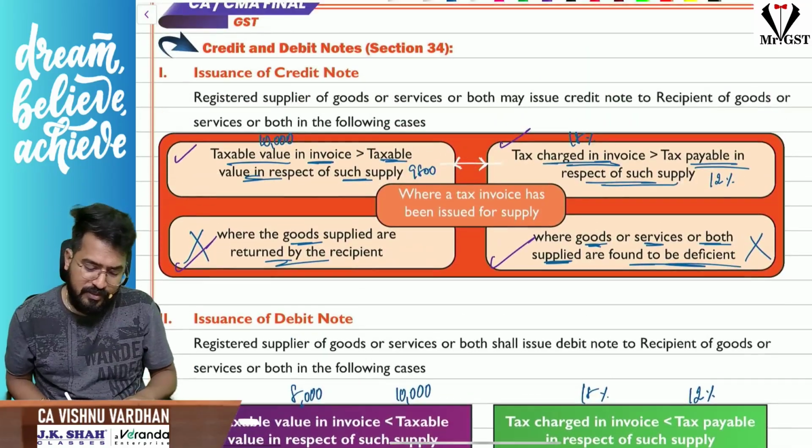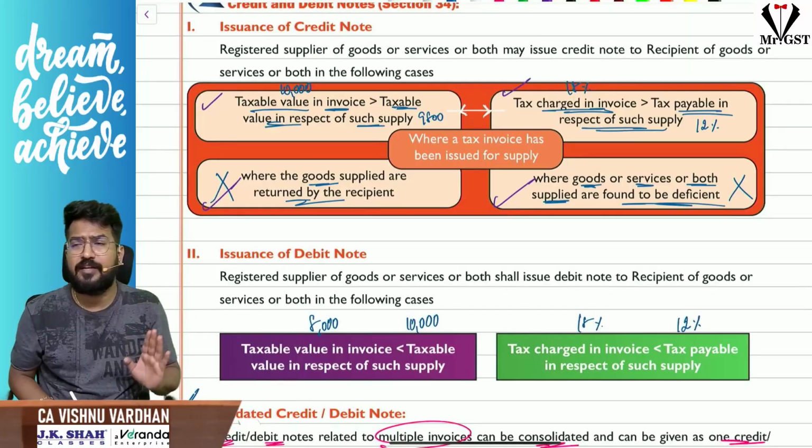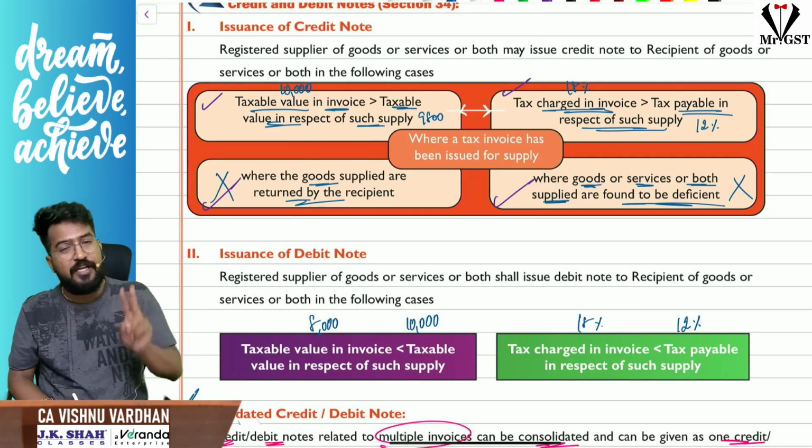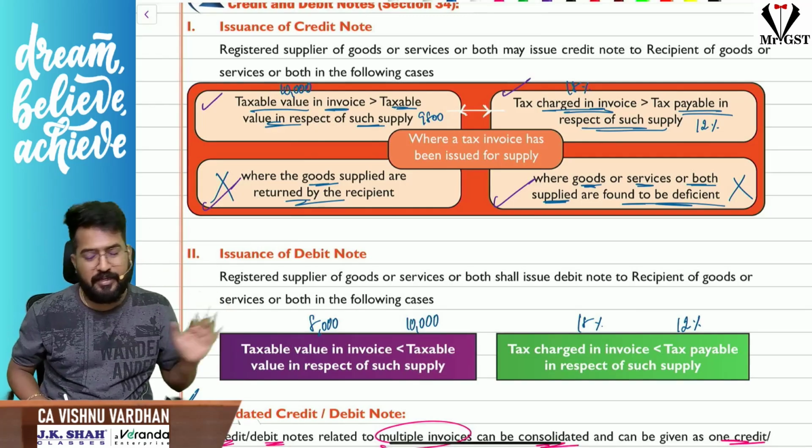Okay, fine, sir. Now we are clear on when a credit note is issued and when a debit note is issued. And as I told you, in GST, the supplier only will issue the credit note, and the supplier only will issue the debit note, to adjust the value of supply and other things.